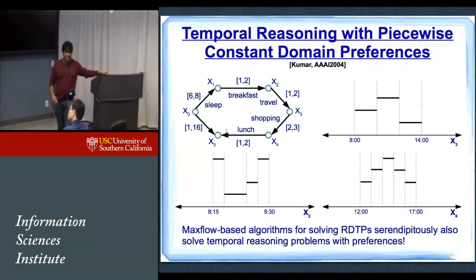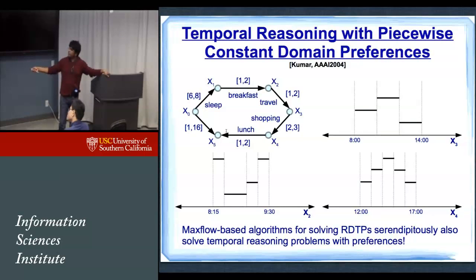Well, it turns out that if you actually go ahead and do this endeavor, you would be surprised because something comes for free, right? There is in fact a max flow based algorithm for solving these kinds of disjunctive temporal problems. But when you work through this process, something comes for free, which is that you can also begin to reason about preferences, not just constraints, but added preferences.